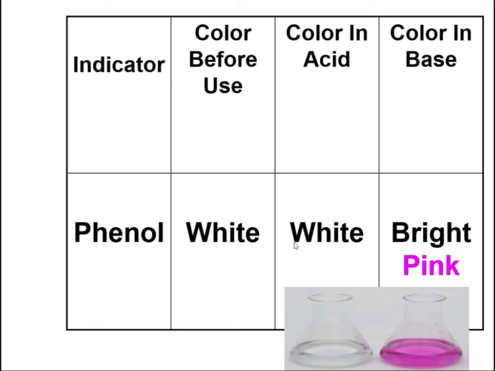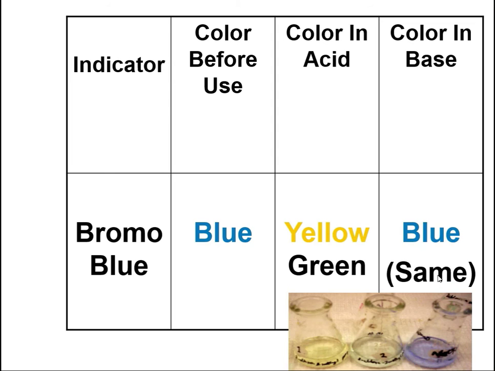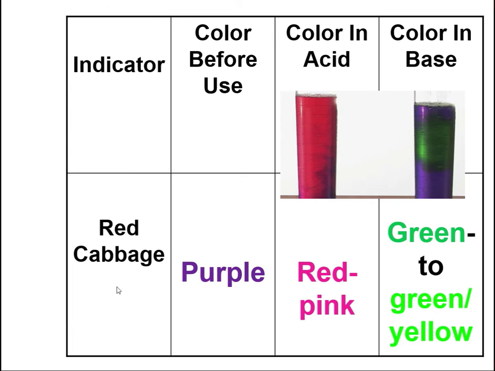This is actually phenolphthalein. Phenolphthalein goes from being clear to pink, so you can really tell when it's a base, it turns pink. Bromothymol blue goes from yellow to blue. So bromothymol blue, if it's in an acid solution, it turns yellow. If it stays the same, it's blue. It's bromothymol blue. Cabbage, it's kind of cool.